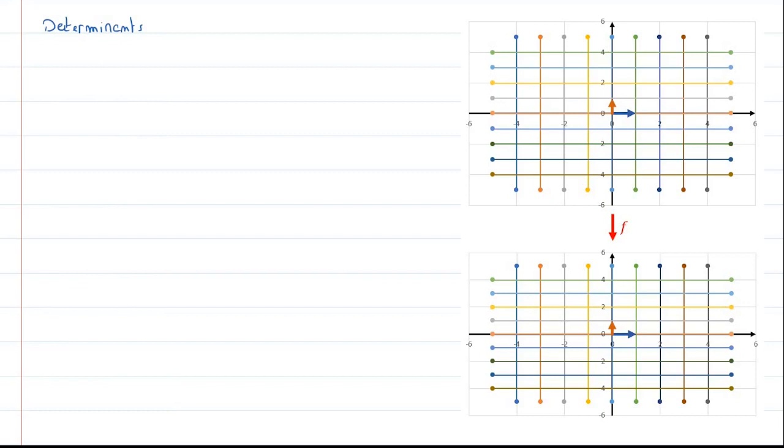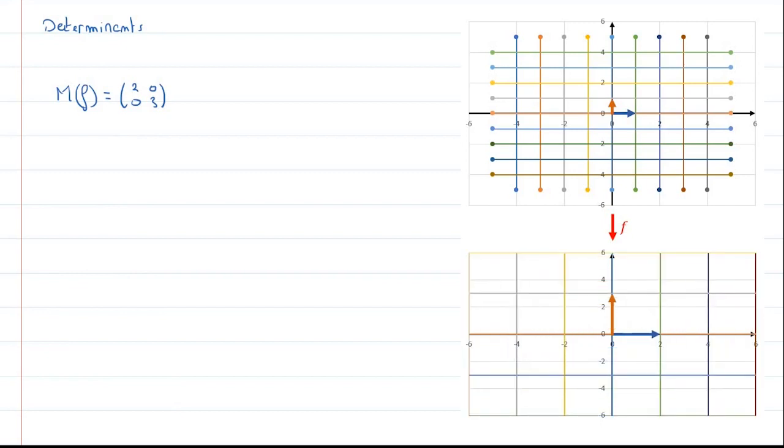Finally, what about the determinants? Let's go back to the case of the map represented by the matrix 2, 0, 0, 3. The determinant of this matrix is 6. Geometrically speaking, it represents the ratio of the area of a transformed figure by the area of the original one. Take the unit square of area 1, let's say. The transformed shape is a rectangle of area 6. Then the determinant will be 6 over 1, which is 6.